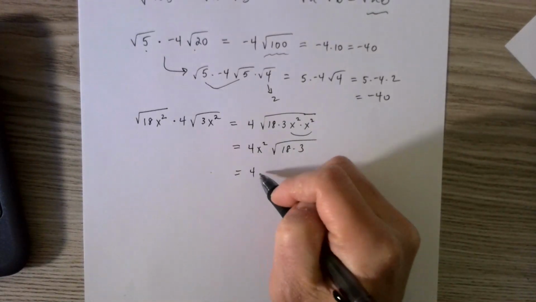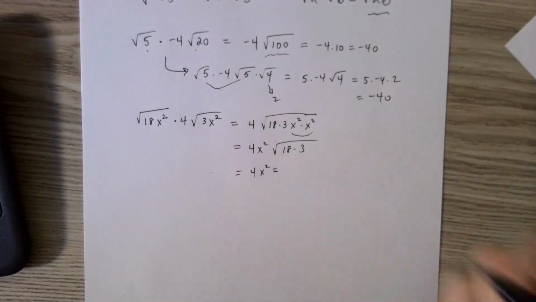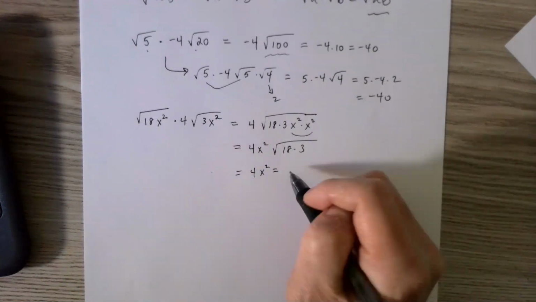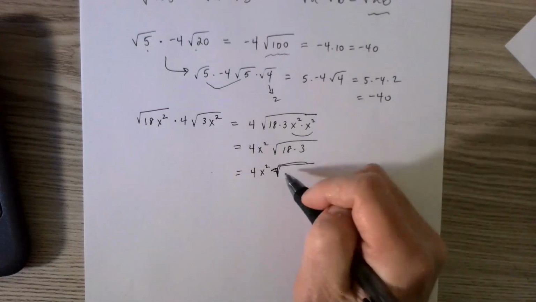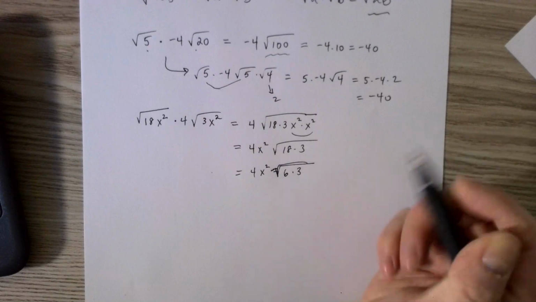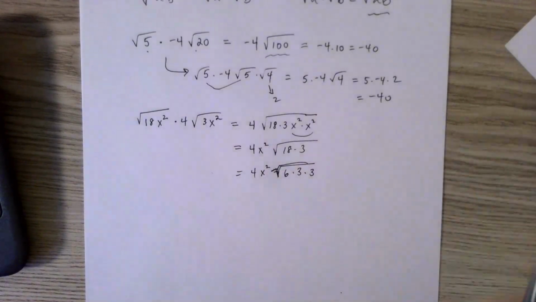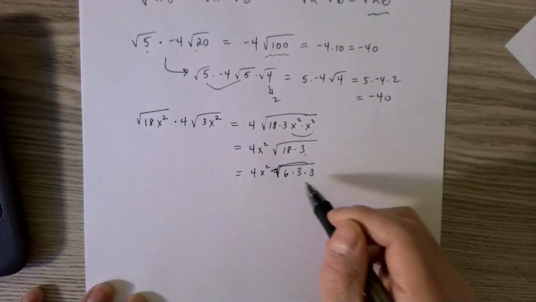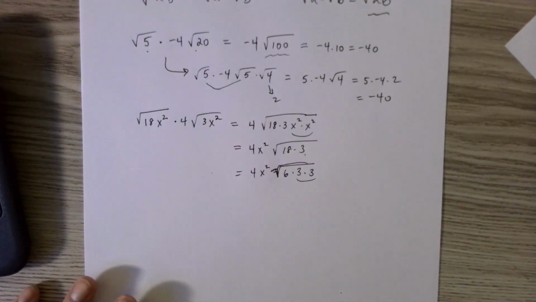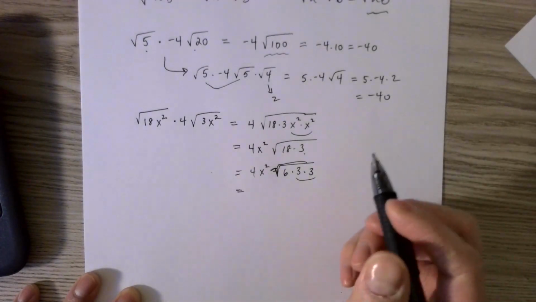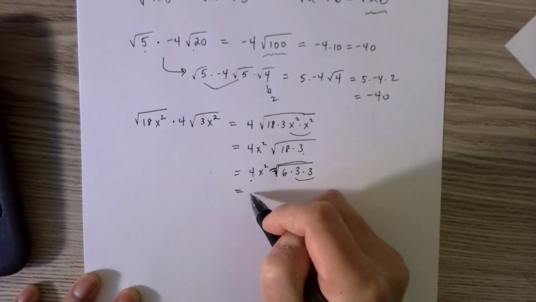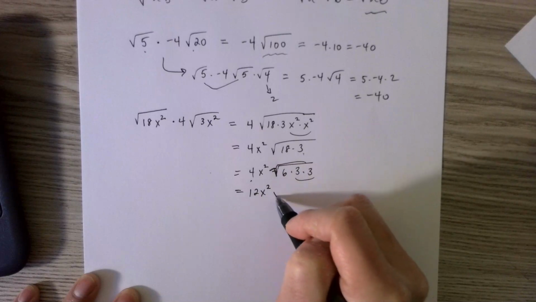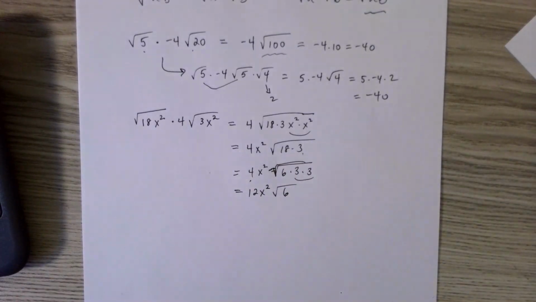Okay, now my 18 and 3, I'm going to, whoops, that should be a rad. I'm going to rewrite the 18 as 6 times 3 because I already had a 3 here, and now I see I have a pair of 3's. So a 3 will come out, get multiplied with this 4, and that 6 is going to stay.